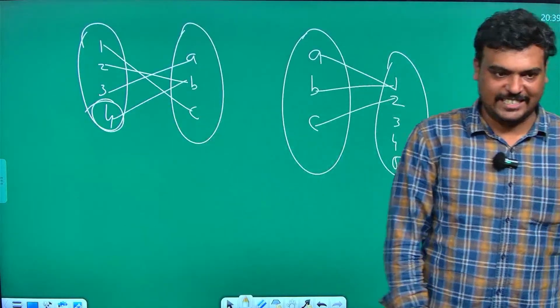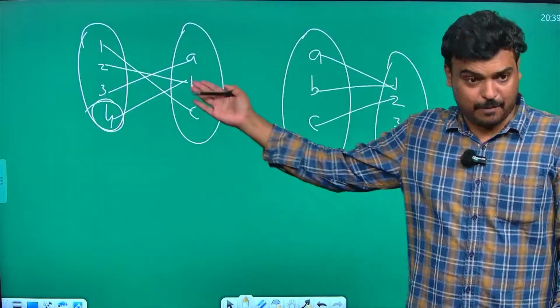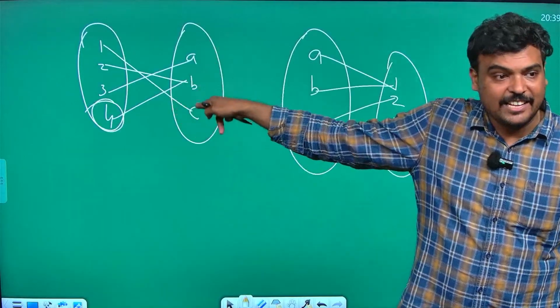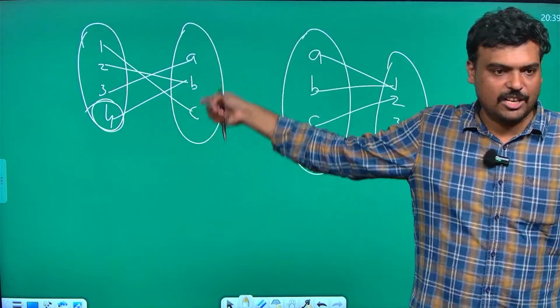Okay, so now I make it like this. Now what type of function is it? It's an example of many to one and also an onto function.